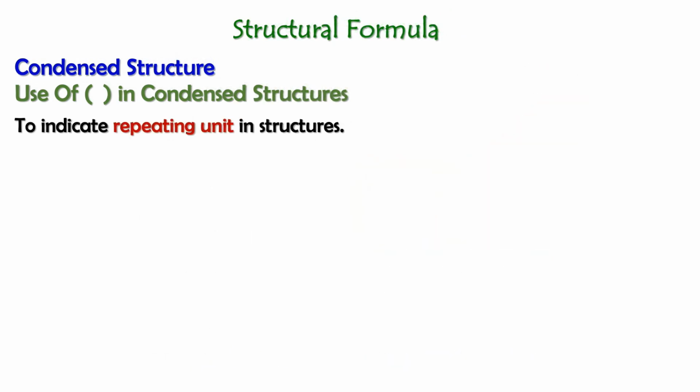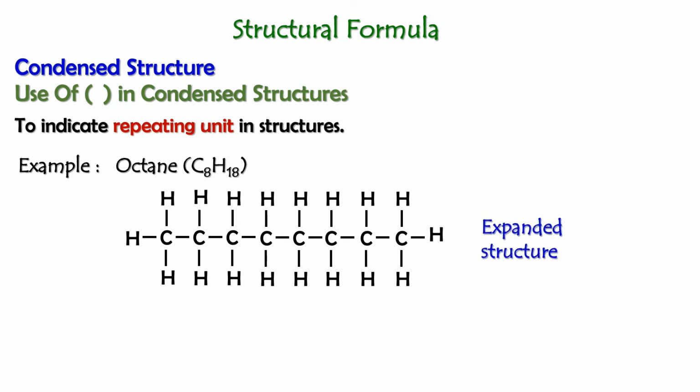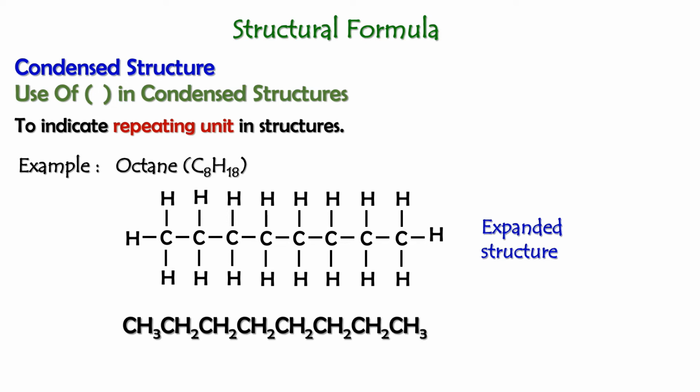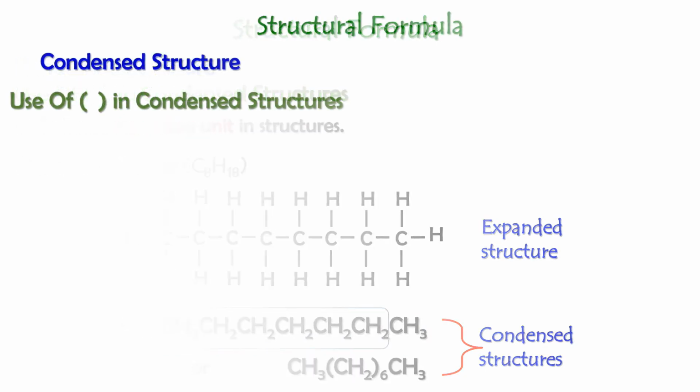The bracket symbol can also be used in condensed structure in order to indicate the repeating unit in the structures. For example, if we have octane with C8H18 formula, this would be the expanded structure of the molecule. So, the condensed structure of the molecule would be like this. Since we have the same repeating unit of CH2 in the molecule, we can write the condensed structure of the molecule like this. So these two are known as the condensed structure of the molecule.